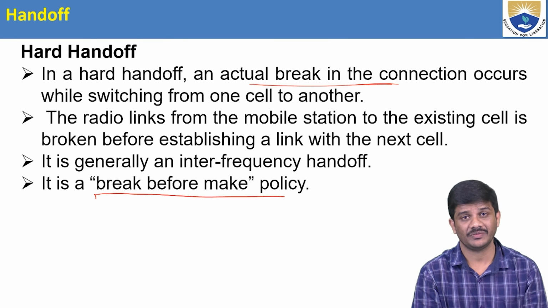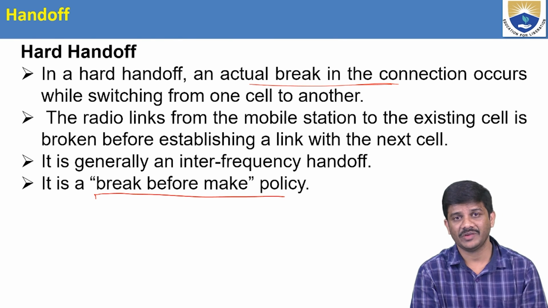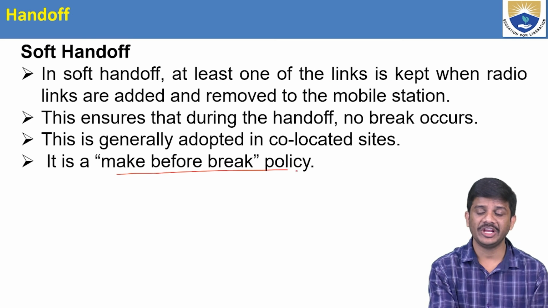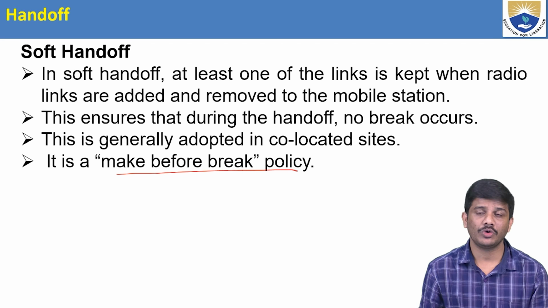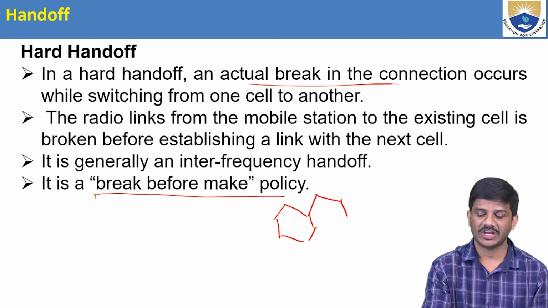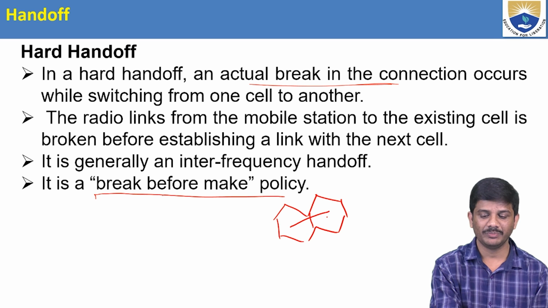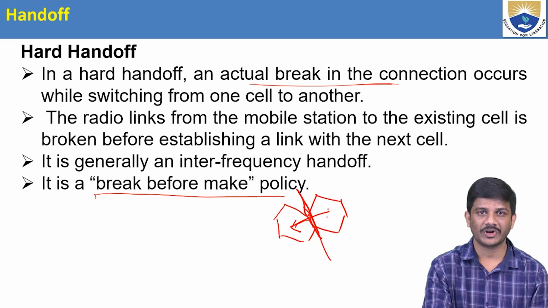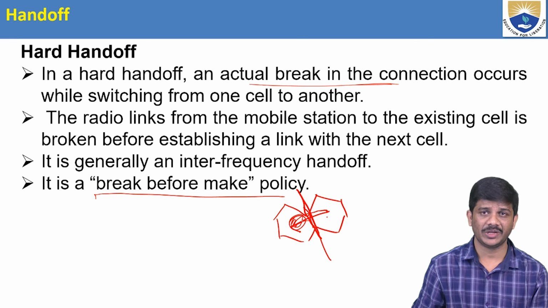You can see the representation of what a hard handoff is and what a soft handoff is, then you can understand easily. This one is a make-before-break policy. You can observe clearly break before make. That means if we have two cells, whenever traveling from this base station to this base station, there is a break in between the two cells, and only after that is the connection taken from the new service area signal. That is the break-before-make policy.